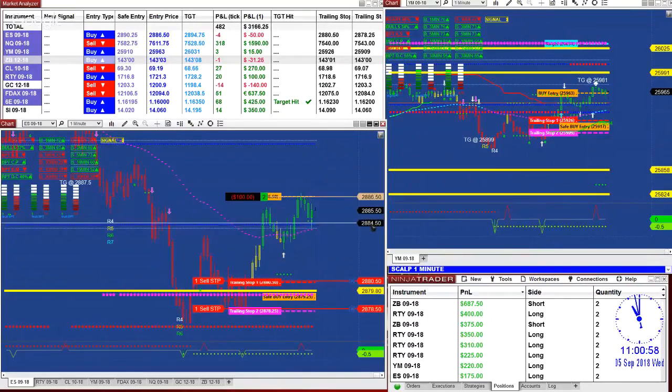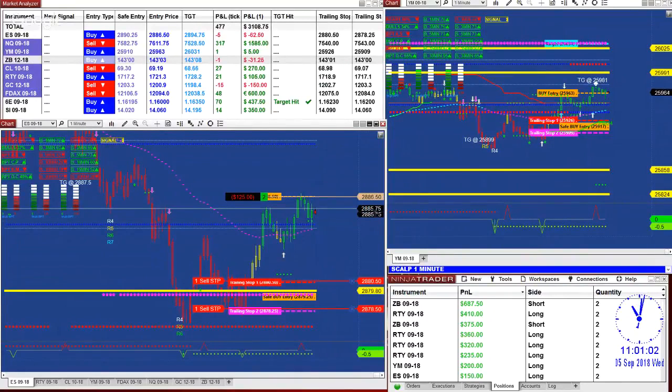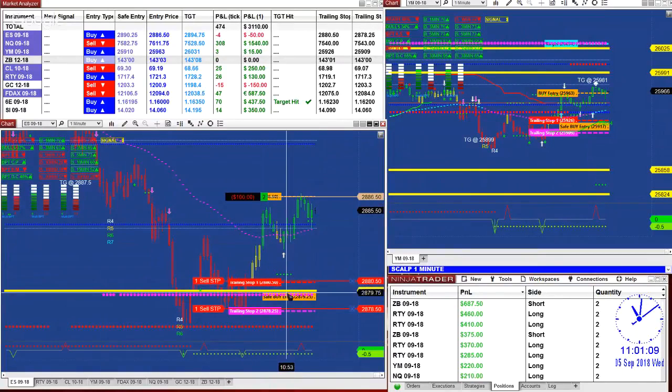8 out of 10. I cannot say 10 out of 10 because this is not going to happen. 8 out of 10. Most of the time, the market come into the re-entry point on your chart, and you can add one more contract.